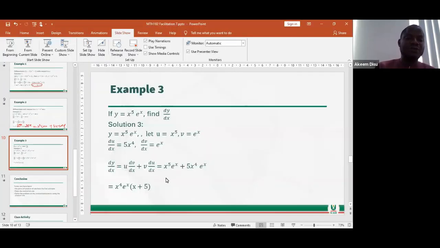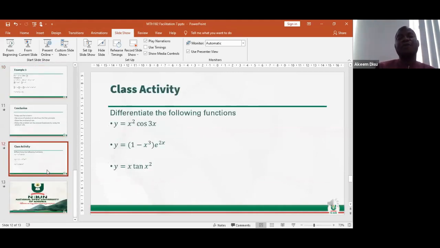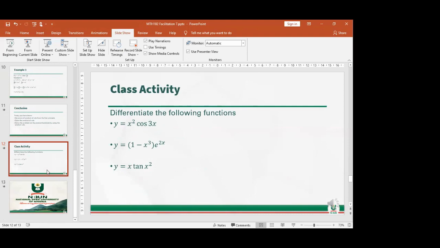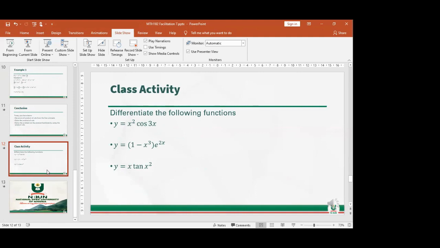Let me show you the class activity, although it will be sent to you. This is your class activity. If you check your e-learning, you will see your class activity there. Differentiate the following functions. We have y equals x squared times 3x, and you have the second one, and the third one.